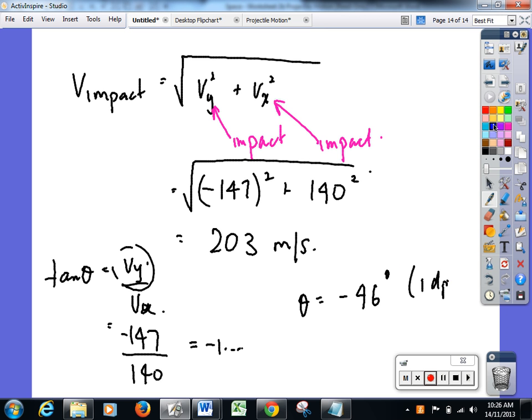So what does that mean? It means as it strikes the ocean, it's travelling at 203 metres per second, and the angle that it's going in at is 46 degrees. Is that making sense?